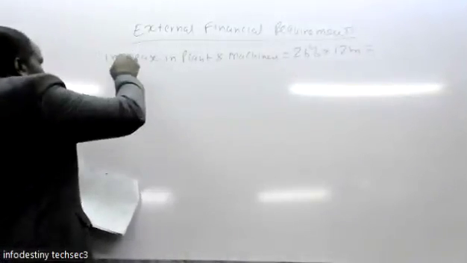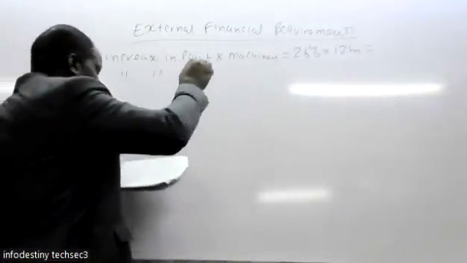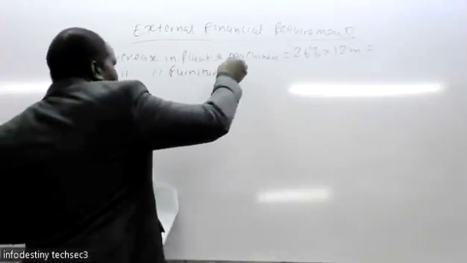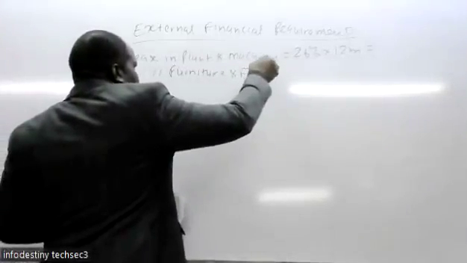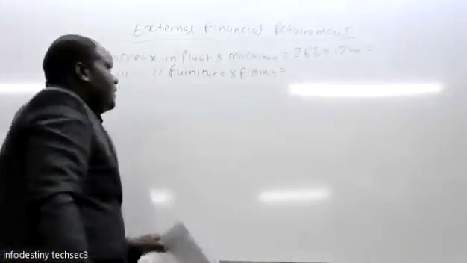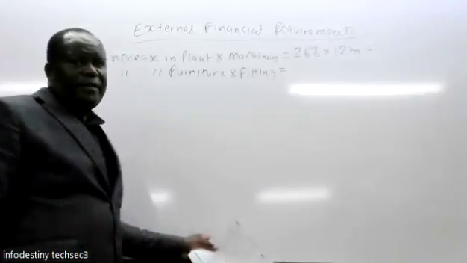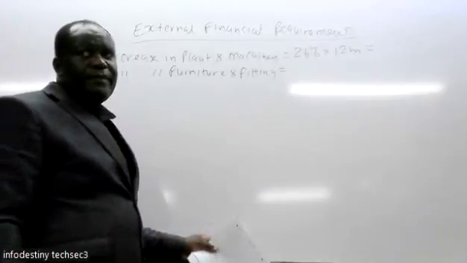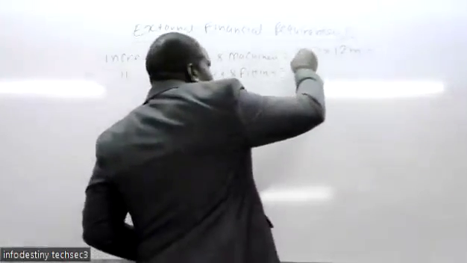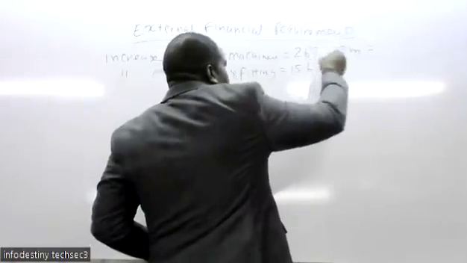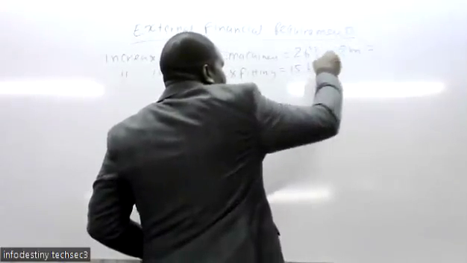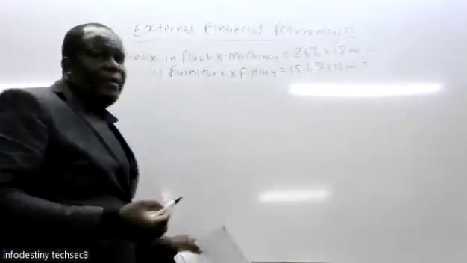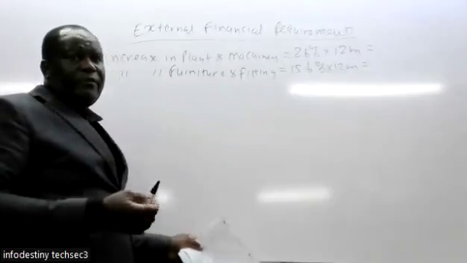We also factor in the increase in furniture and fittings. Furniture and fittings, we go to which percent? 15.6%. Also multiplied by 12 millions.